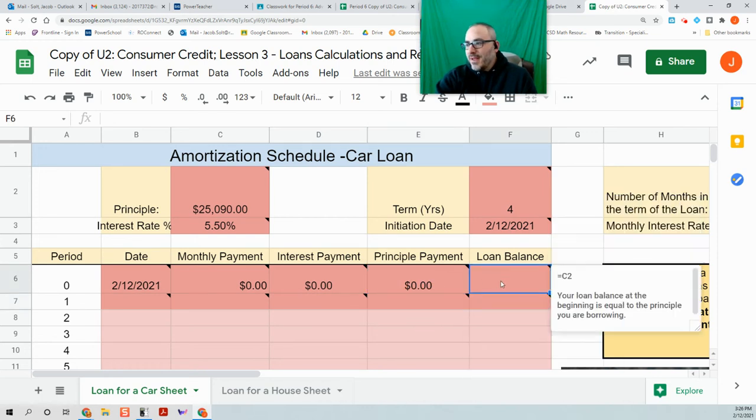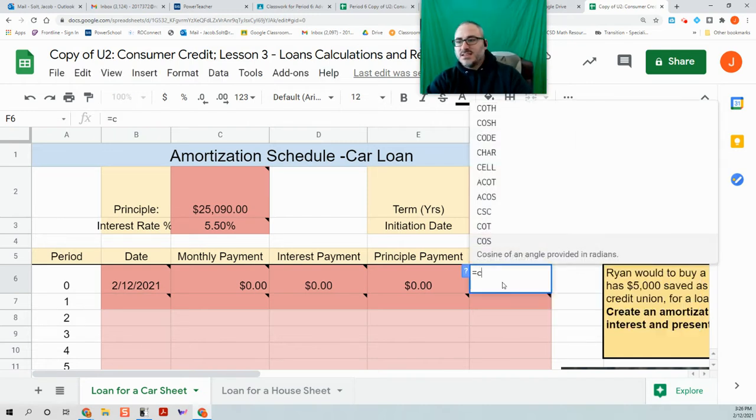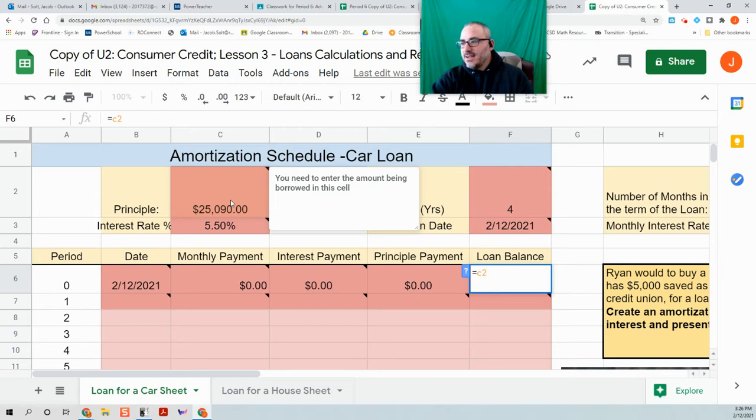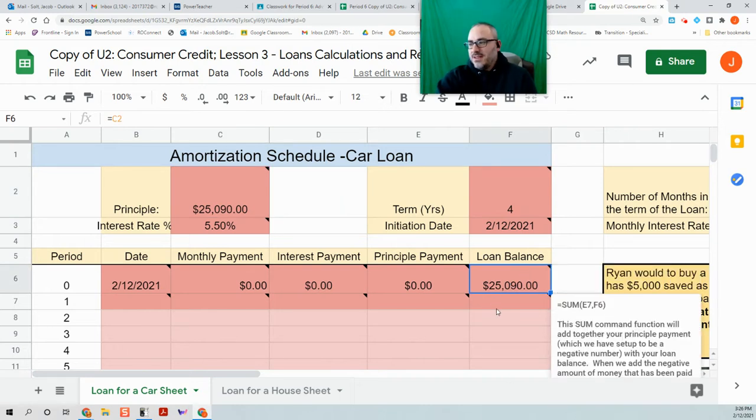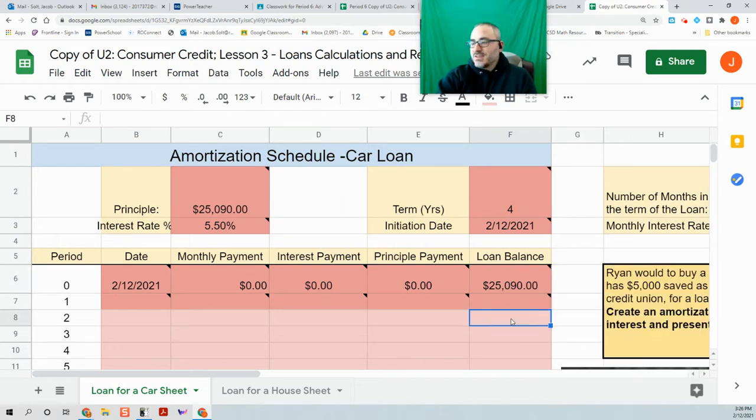So now we got to talk about the loan balance. The loan balance is going to be equal to the amount that's borrowed. It's going to be equal to C2. That's this cell right there. Enter, and then it'll take this $25,090, which is our principal, and stick it right there. All right, maybe you want to pause right now and get this in.